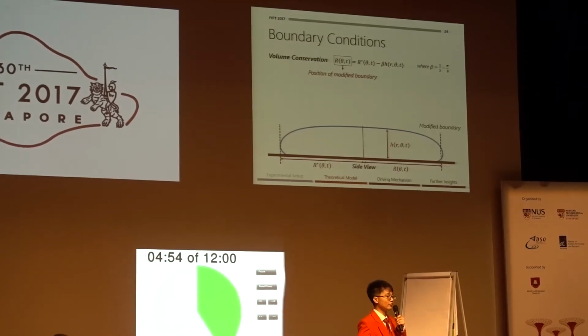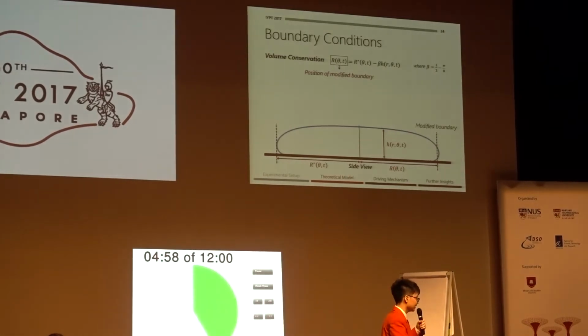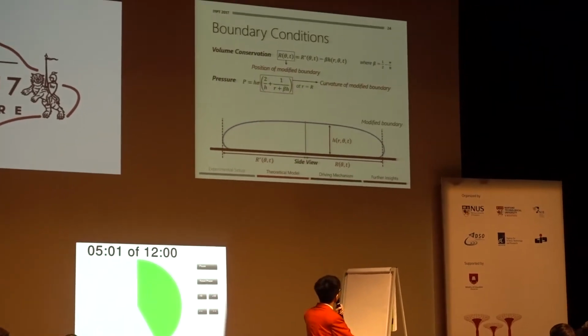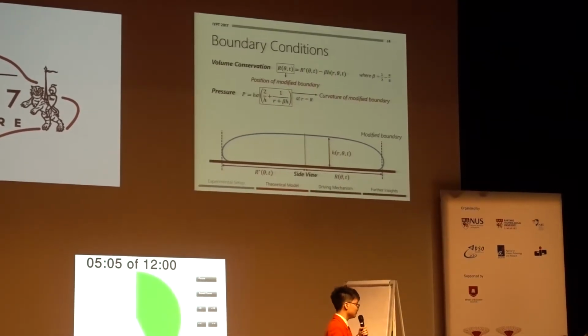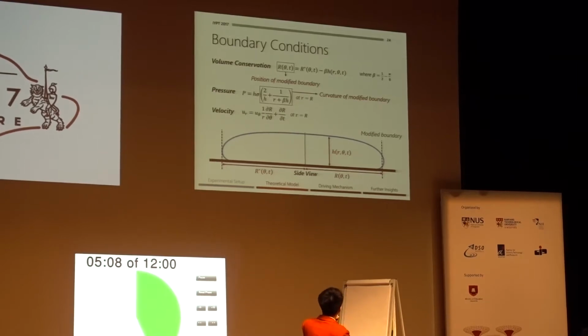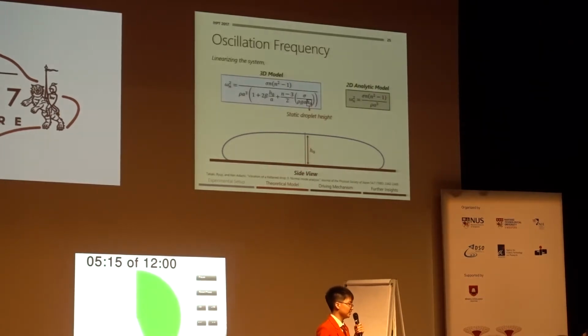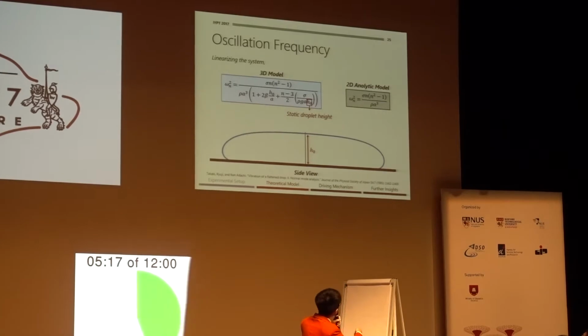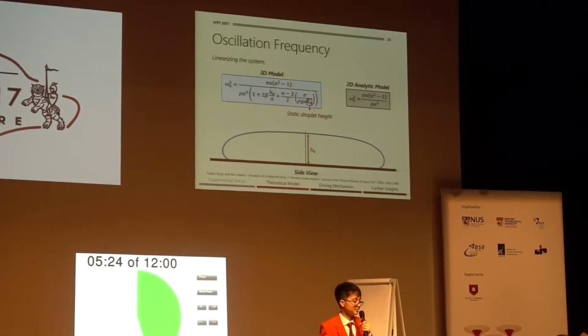We begin by applying the volume conservation, which allows us to define our modified boundary. Then, we can equate the pressure at the boundary, taking into account the curvature of our modified boundary. Finally, we can write down the following kinematic boundary condition to relate the velocities at the boundaries. Linearizing our system, we obtain the following expression for the oscillation frequency, where we see that h0 denotes the static droplet height. However, we note that the static droplet height must be determined using a sessile drop model.